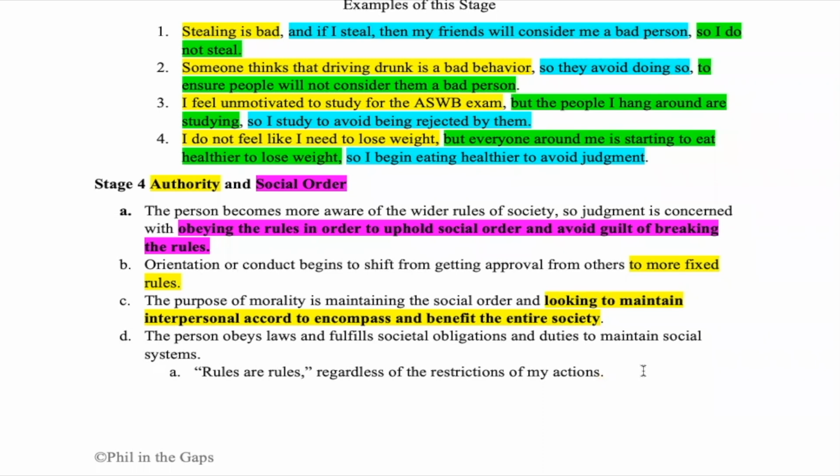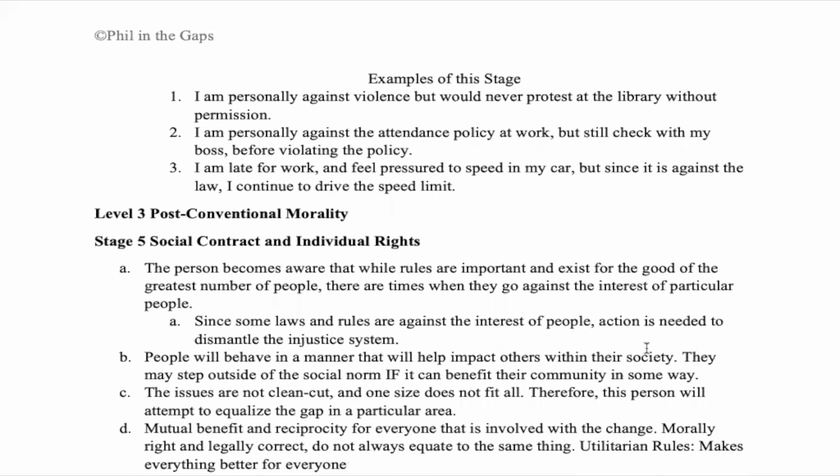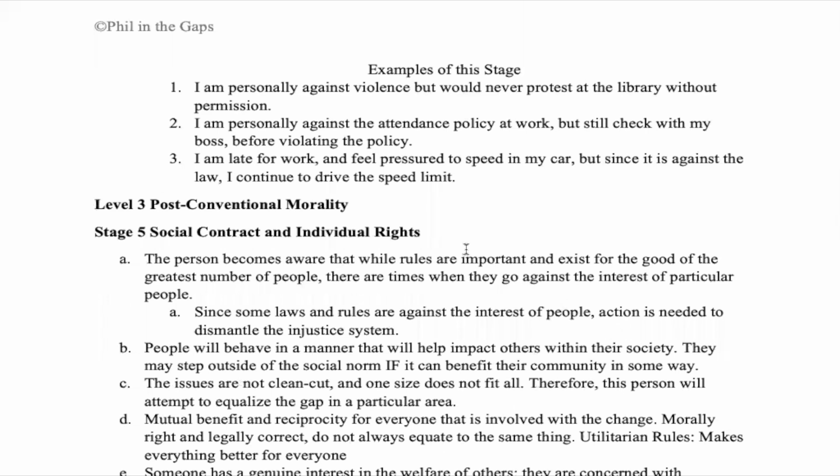But after authority and social order, they don't really move on to the next level, and not to say they're bad people, but the majority of humans on Earth are not going to make it to level 3. Level 3 in this situation is post conventional morality. So if we think about post, think about beyond or after. So this is outside or beyond a conventional way of conducting yourself in society.